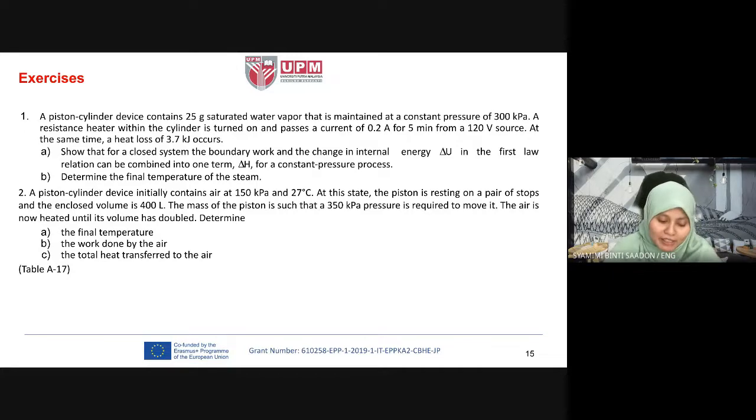You can start by calculating the electrical work done. Electrical work uses voltage, current, and the time of 5 minutes, which you can change into seconds. That is one part. Another part that we have to calculate is the enthalpy, because of the definition we have just now.